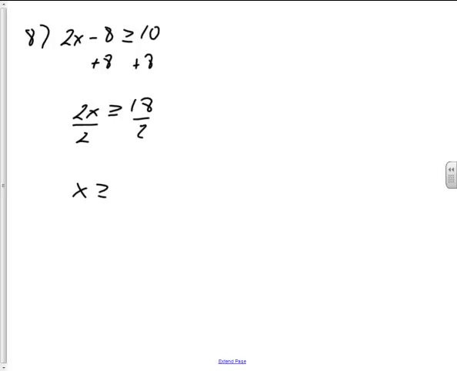Problem 8, we want to solve the linear inequality. It gives us 2x minus 8 is greater than or equal to 10. So if we add 8 to both sides, because we want to solve for x, we get 2x is greater than or equal to 18. We divide by 2 here, so we get x is greater than or equal to 9. And we can actually write this in set notation as 9 going to infinity. And on the graph, you would have at 9 your bracket there, and the arrow going towards positive infinity.